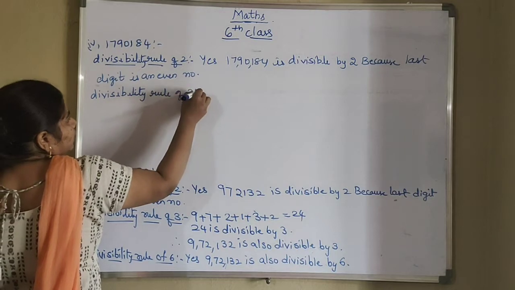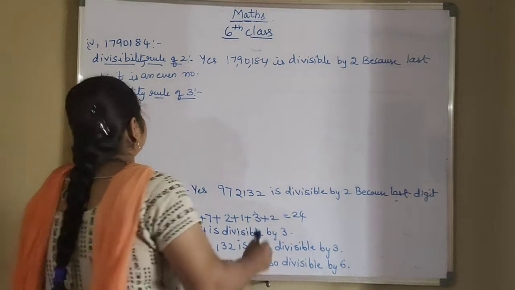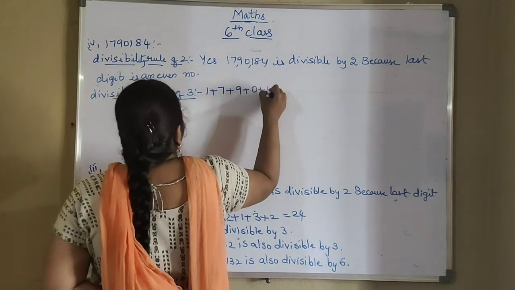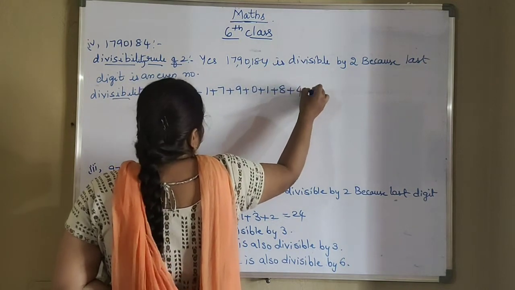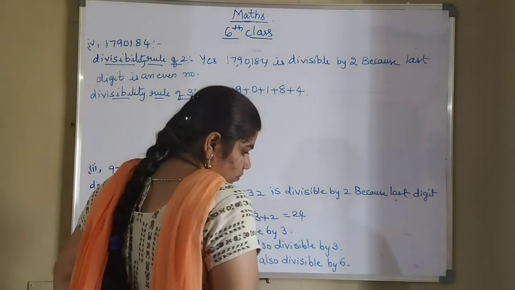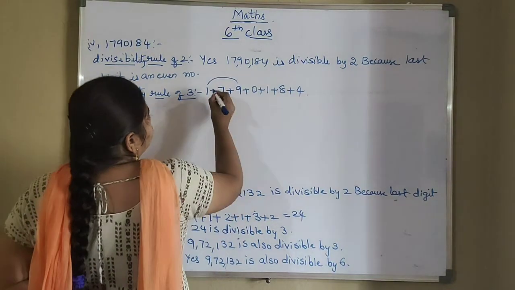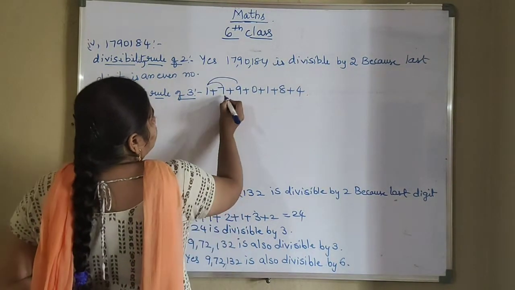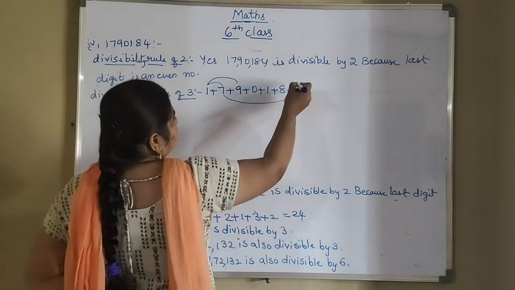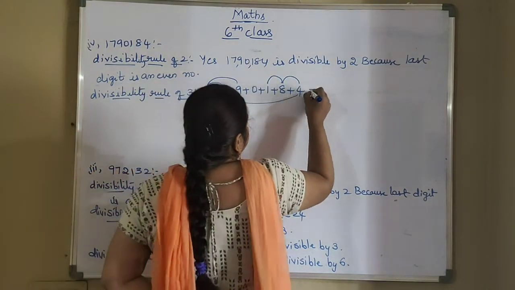Next is the rule of 3. So what is the divisibility rule of 3? Sum of all digits. We have to add all the digits. What are they? 1 plus 7 plus 9 plus 0 plus 1 plus 8 plus 4. So what is the value? So 9 plus 1 is 10. 10 plus 7 is 17. 17 plus 4 is 21. 21 plus 8 is 29. 29 plus 1 will be 30.